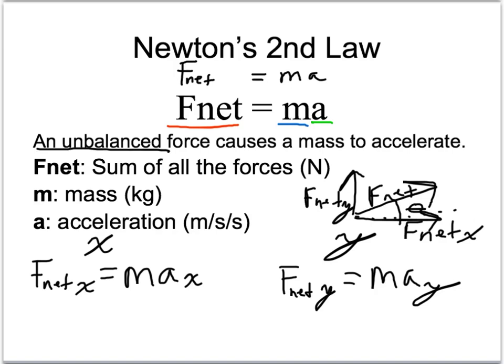Problems with Newton's second law can get really complicated, but they all come back to this equation, F net equals ma. So if you know that equation, they will always come back to that, F net equals ma. No matter how hard they get, that's at the base of all of them. F net equals mass times acceleration.